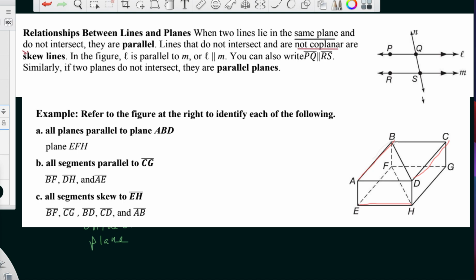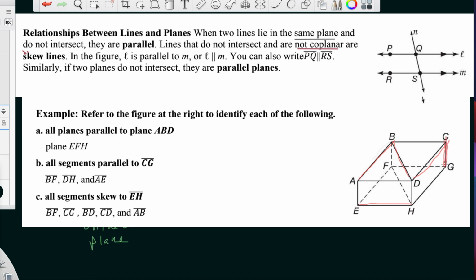How about BD? BD doesn't intersect with this bottom line down here, and it's not parallel to it. So what do we have? A, B, B, D. How about this guy way back here?